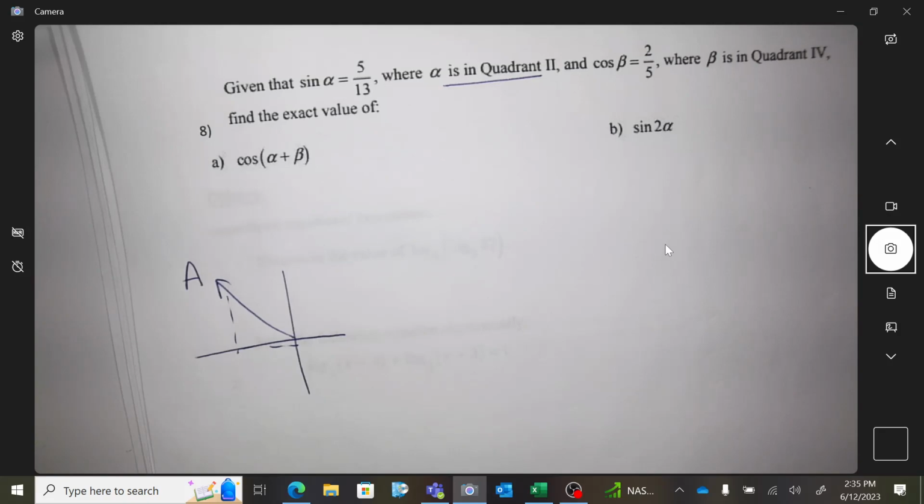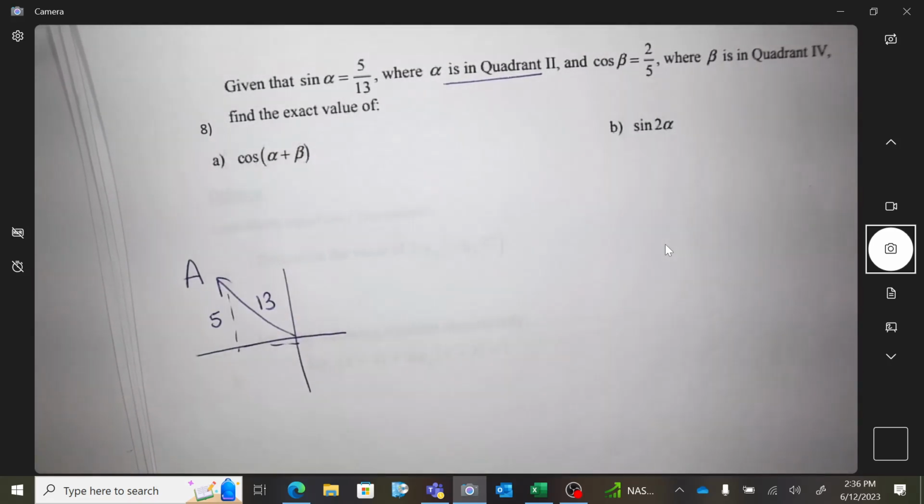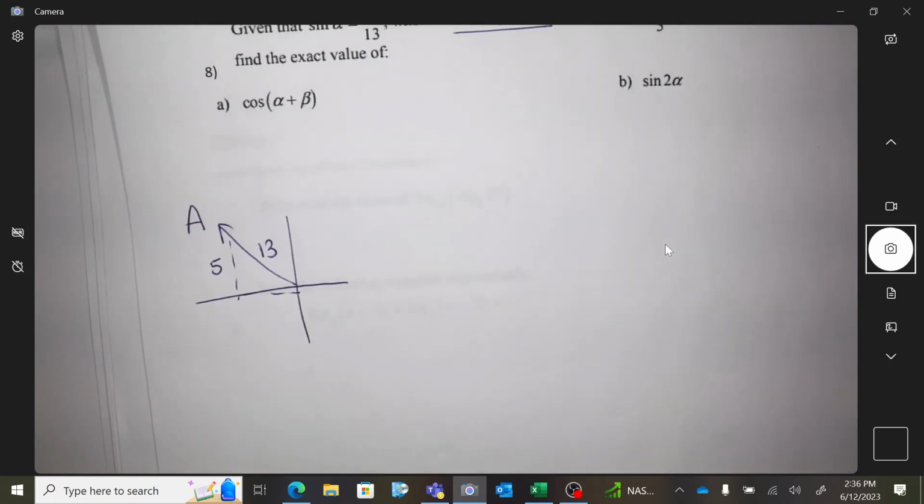And where's the 5? Where's the 13? Put the 5 on the triangle, put the 13 on the triangle, and they obviously have to be in the correct spots. Did you put them on the y and the r? So I need you to get me this x number.